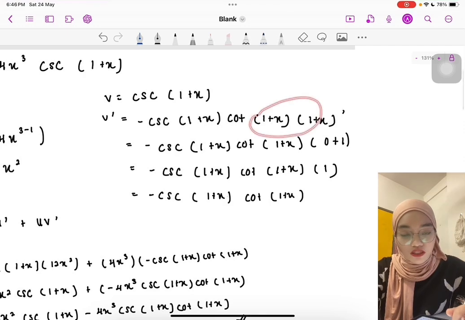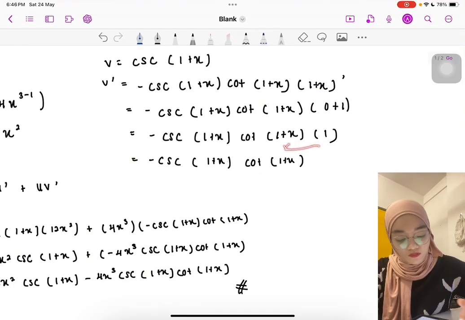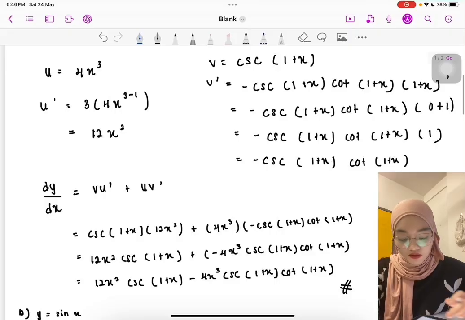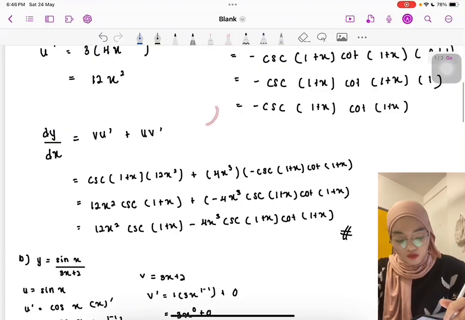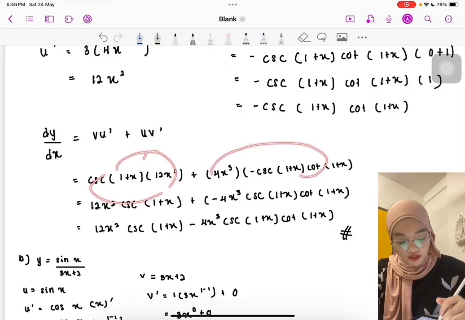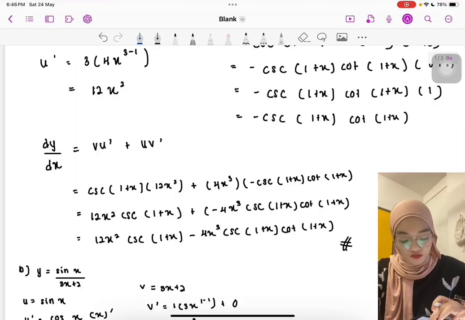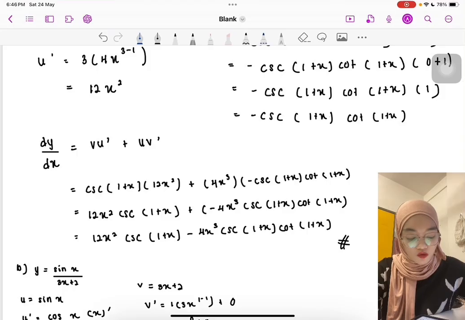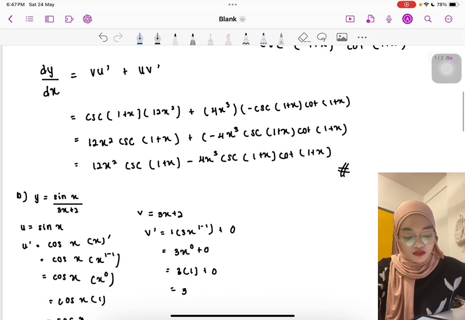And then don't forget to differentiate what is in the brackets, which is (1 plus x) prime. When we differentiate, we get 0 plus 1. Then we multiply with 1, and this is the answer for v prime. After we find u prime and v prime, we put them into the product rule formula, which is u prime v plus u v prime. We substitute and then expand 20x squared with cosec(1 plus x), and 4x power of 3 with negative cosec(1 plus x) cot(1 plus x). Then a positive and negative multiply and we get negative. This is the final answer for question 1.